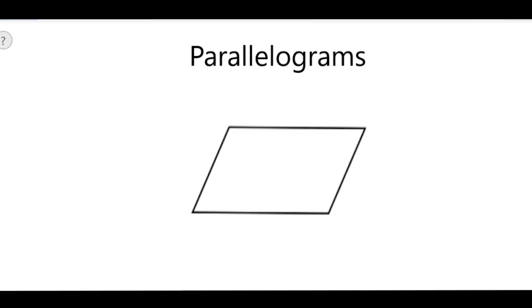Hey guys, today we are talking about parallelograms. All right, a parallelogram is a quadrilateral that has opposite sides that are parallel to each other. So on my quadrilateral here, that would mean that this side and this side are parallel, and this side and this side are parallel. So that would make this quadrilateral a parallelogram because the opposite sides are parallel.